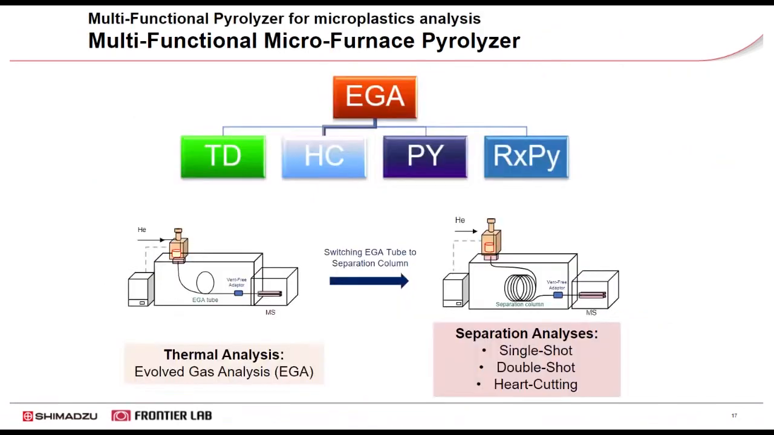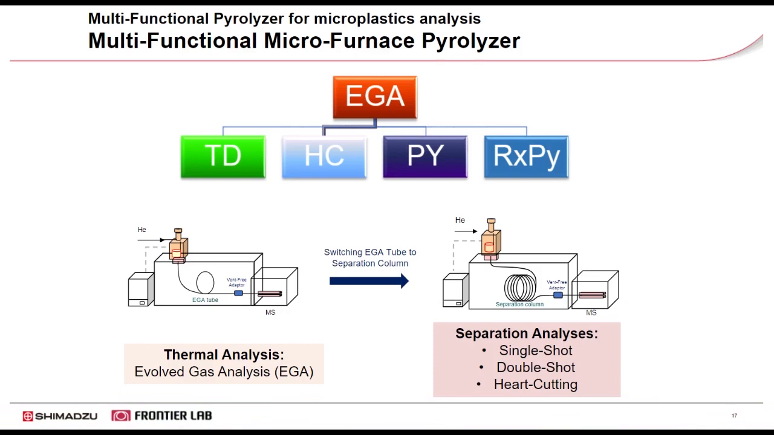The microfurnace is a multifunctional furnace. That means that you can perform multiple analytical techniques such as evolved gas analysis, thermal desorption, heart cutting, and flash pyrolysis. So the microfurnace can perform both thermal and separation analysis with isothermal or temperature program settings. Evolved gas analysis, also known as EGA, is the thermal analysis of your sample that shows your sample's thermal behavior toward the temperature by temperature program heating of the sample and directly detecting the evolved gases with MS.